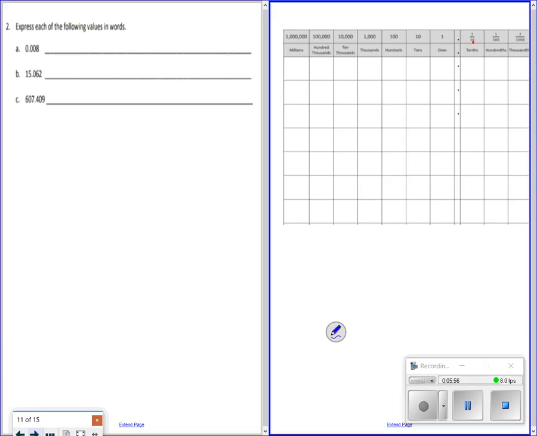So express each of the following values in words. Just to make it easy. I mean, it's easy for me to do those in words because I've been doing this for a while. Make it easier for you. Write it on the place value chart.